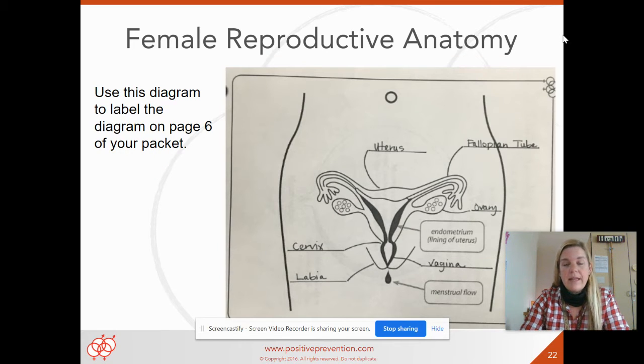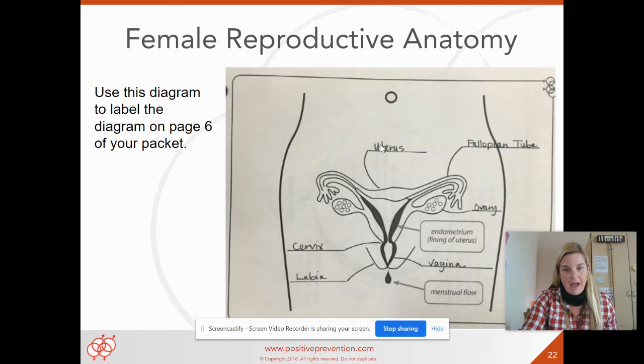But before we do that, let's take a different look at the female reproductive system. The diagram on page 4 is a very graphic, legs spread open picture. Page 6 is more internal, although some of the stuff on page 4 is internal and external as well. So let's go to page 6 real quick and label those parts.